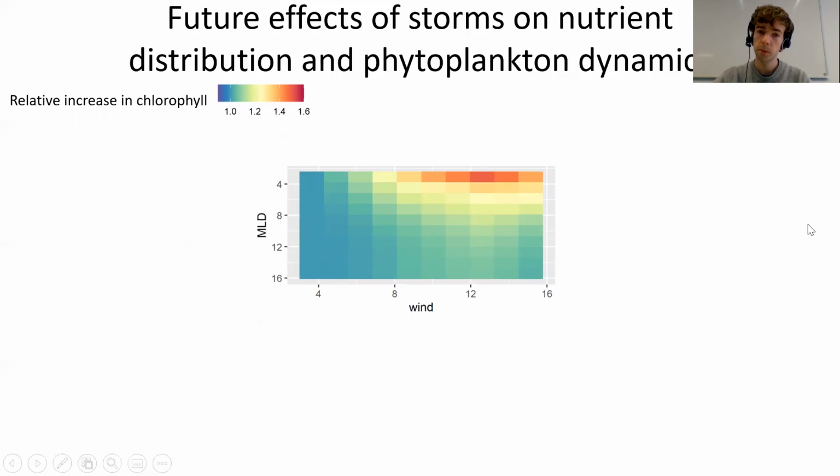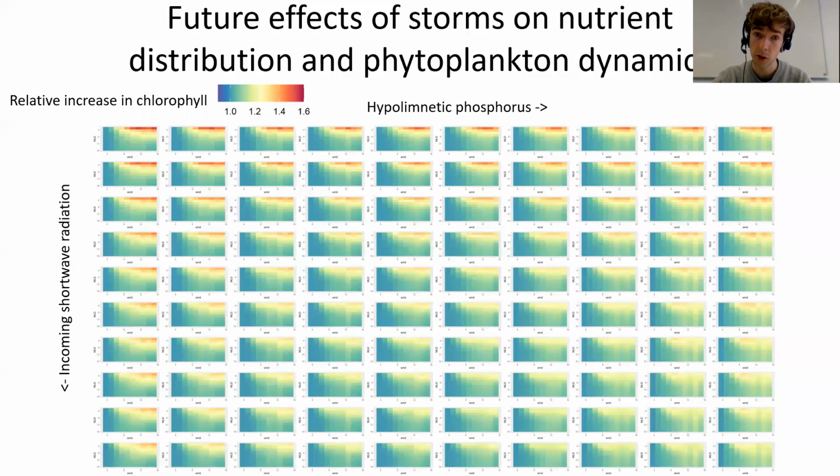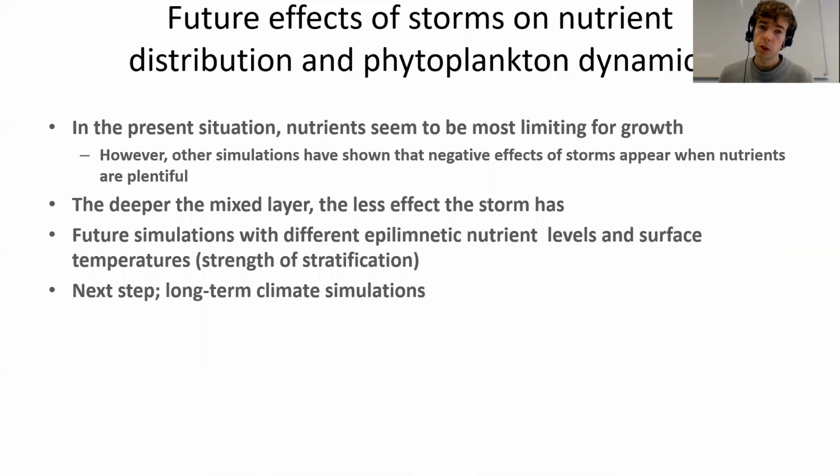And if we put that with all the other scenarios, so higher hypolimnetic phosphorus when you go to the right, higher incoming shortwave radiation when you go down, we see that this pattern actually is very consistent. So for low mixed layer depth and moderately to high or high wind speeds, there is the most increase in chlorophyll. Now notice that there is almost always an increase in chlorophyll, which shows that nutrients are limiting in these simulations.